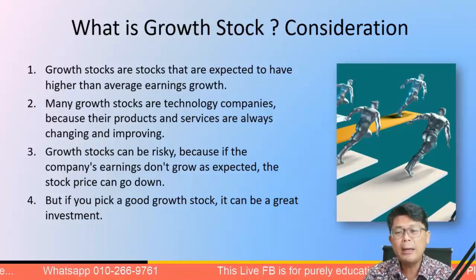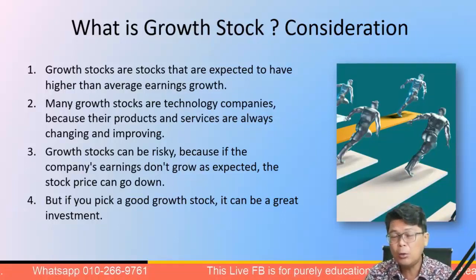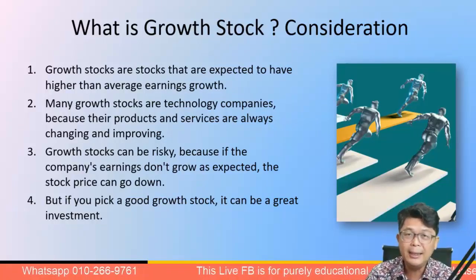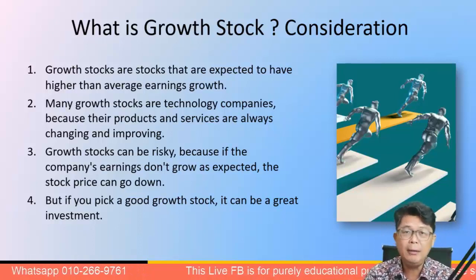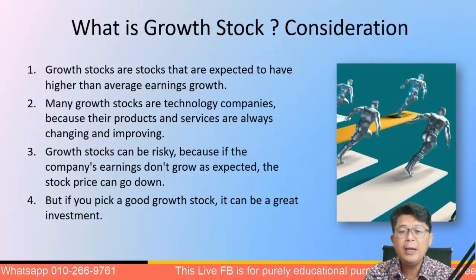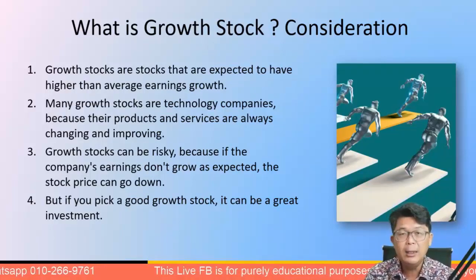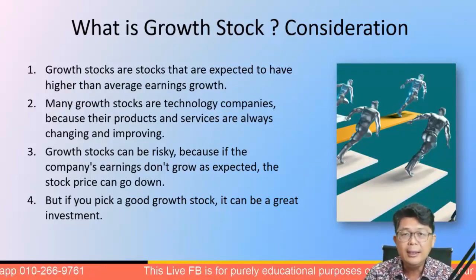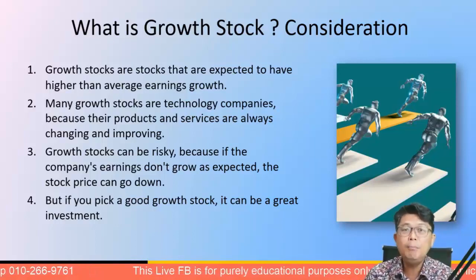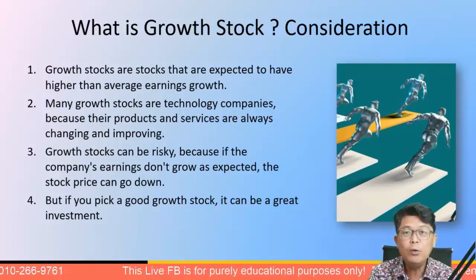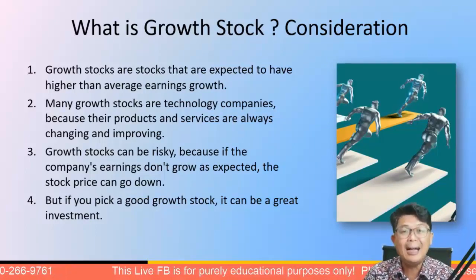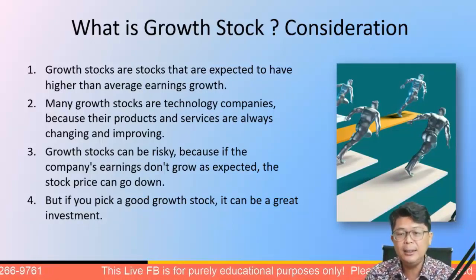And of course, growth stock can be risky because if the company cannot grow as expected, typically they say they wanted to sell 1 million phones or 10 million phones, and if they don't, usually the price will come down. And that's what we are seeing right now in this market where we have inflation, and because of inflation, people are spending more money on food and petrol. They're not spending on other luxury items.